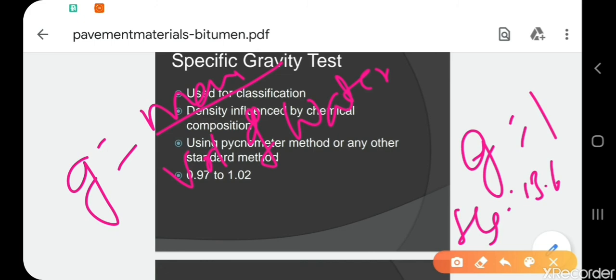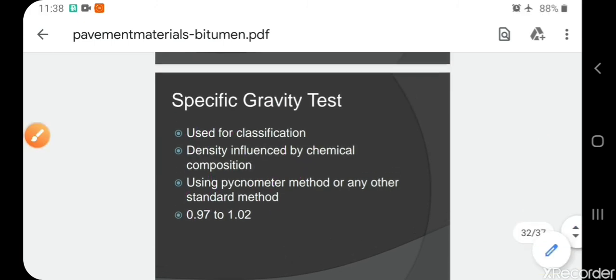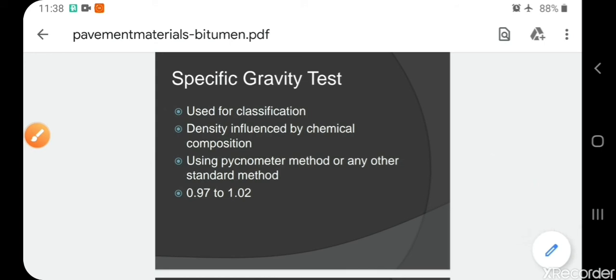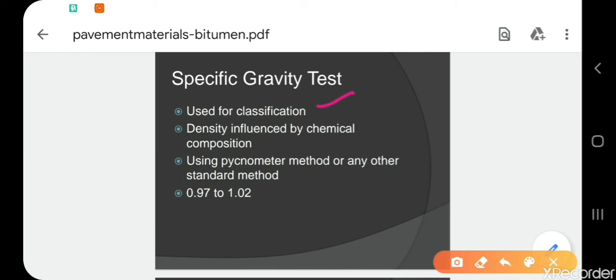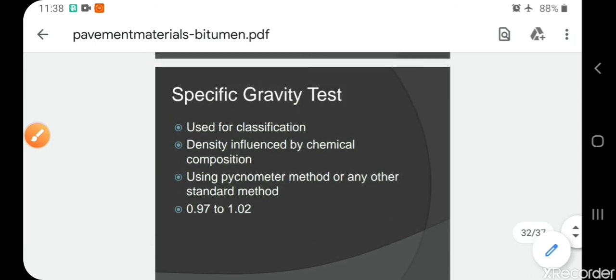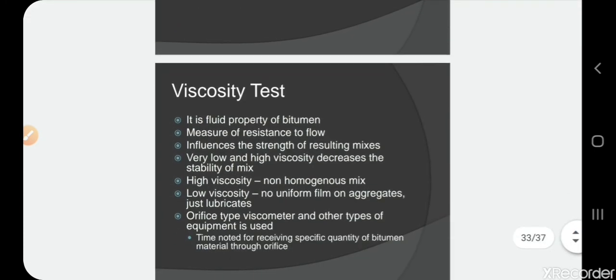So the material we are considering here is bitumen, whose mass is compared to an equal volume of water. Density is influenced by chemical composition, and using a pyknometer method or any standard method we can get the specific gravity test. Usually the specific gravity of bitumen will be 0.97 to 1.02. With the specific gravity of water being 1, the specific gravity of bitumen varies from 0.97 to 1.02.